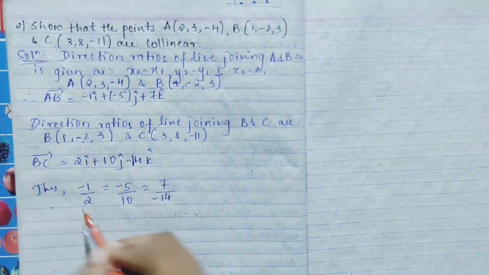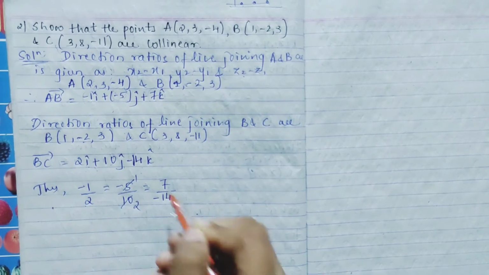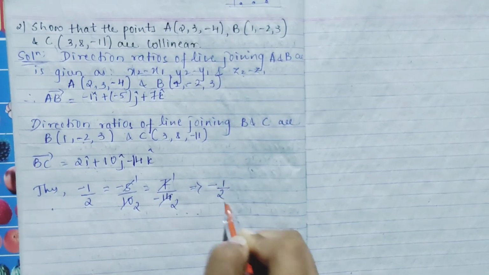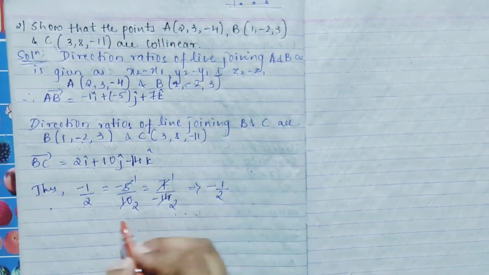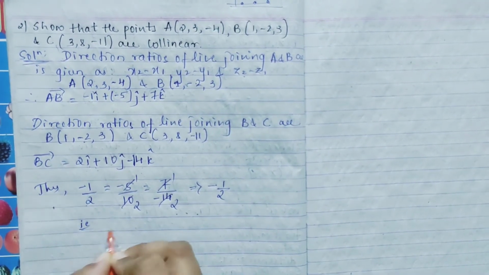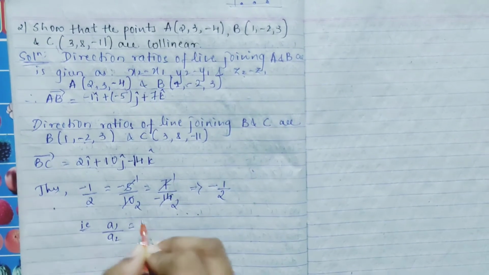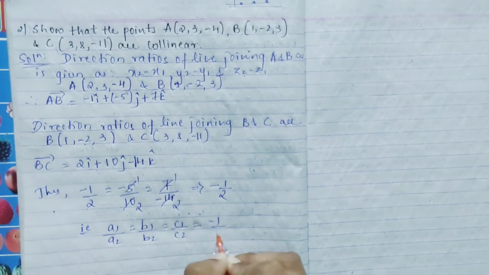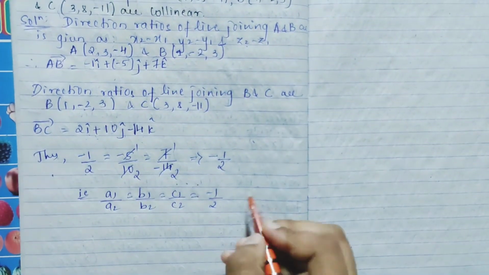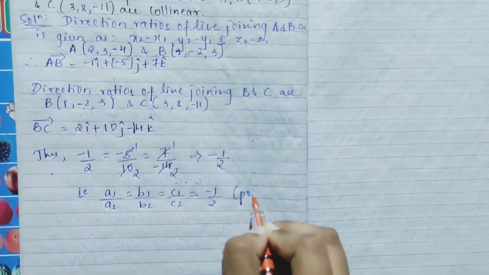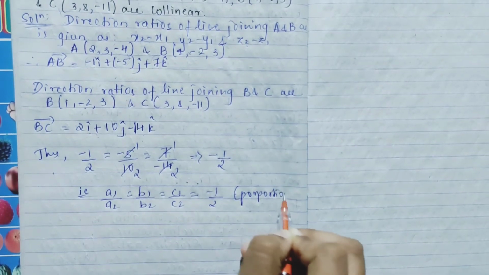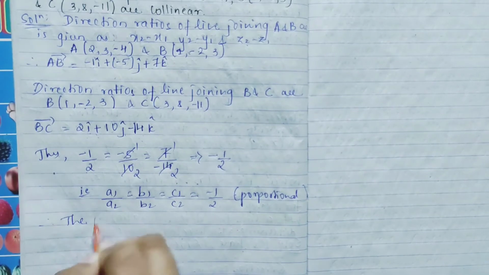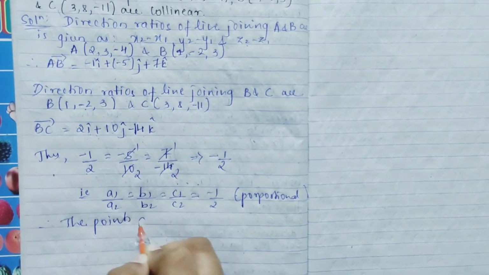So you can say minus 1 by 2, so 5 1s are 5 2s are 7 1s are 7 2s are, so everything is equal to minus 1 by 2, so they are proportional to each other. That is, proportional means A1 by A2 is equal to B1 by B2 is equal to C1 by C2, this is equal to minus 1 by 2 only. If you are getting proportional, then you can say therefore the points are collinear.